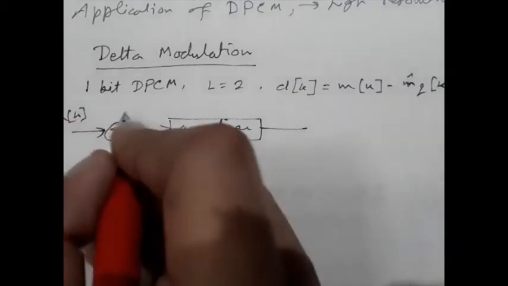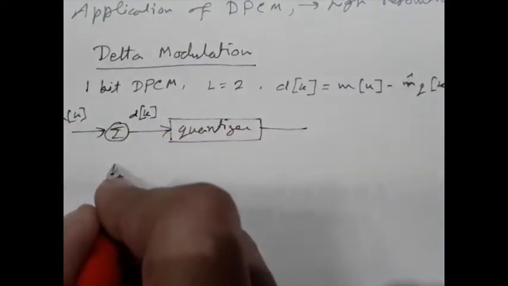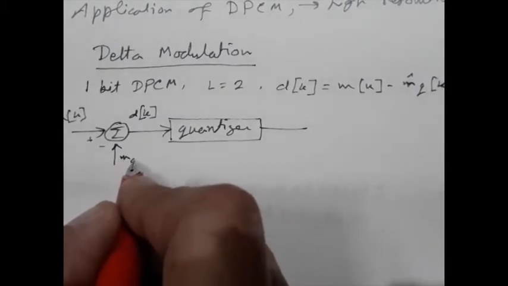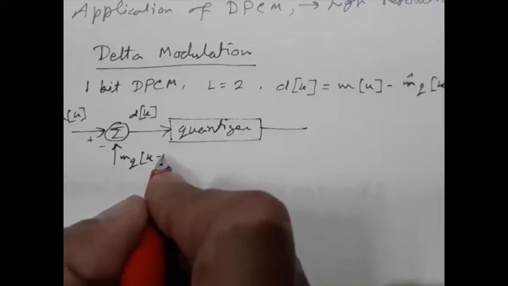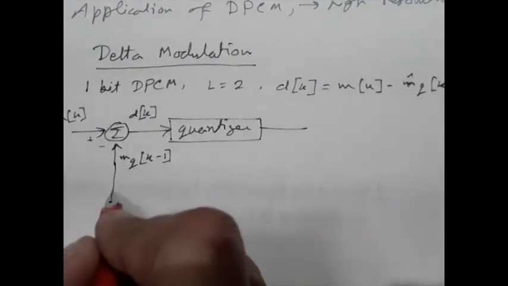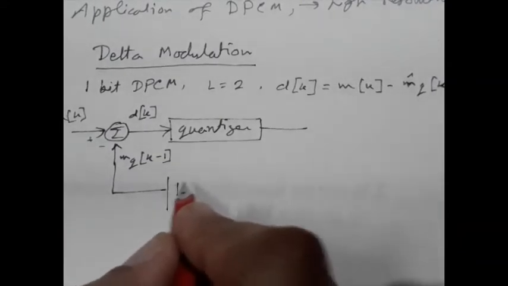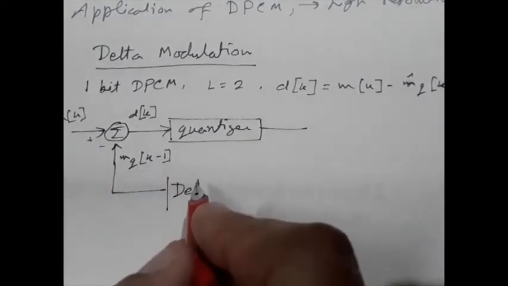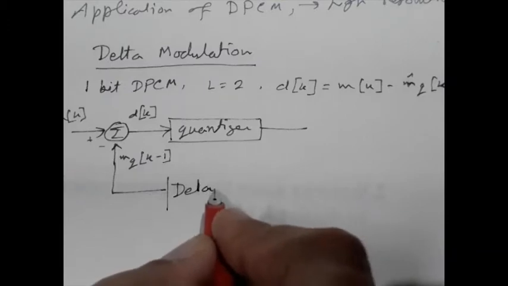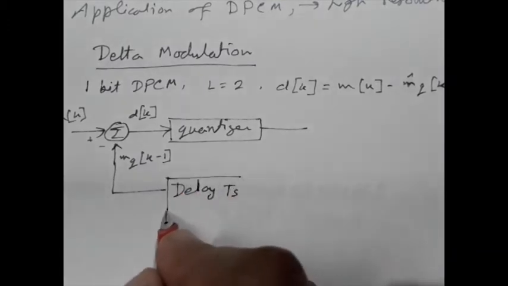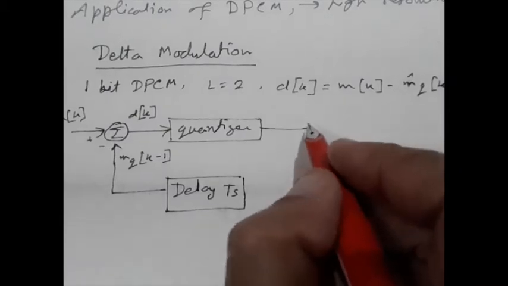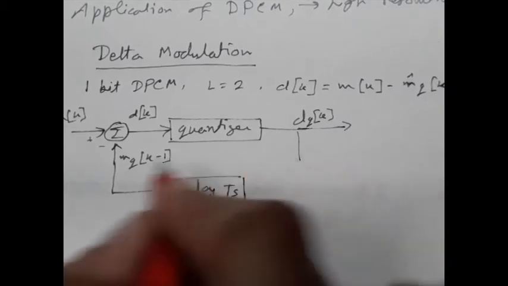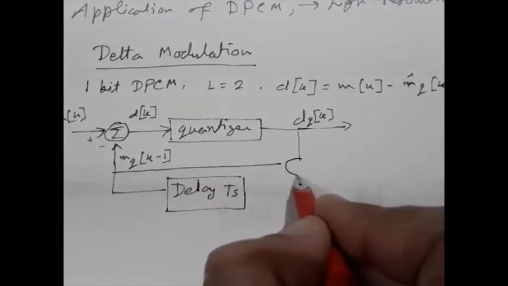This is message, this is the difference, this difference is nothing but the estimated value is nothing but the previous signal. Here we have the delay. Instead of predictor, we have simple delay. Here we have dqk that will be transmitted in the feedback path, just like previous one.